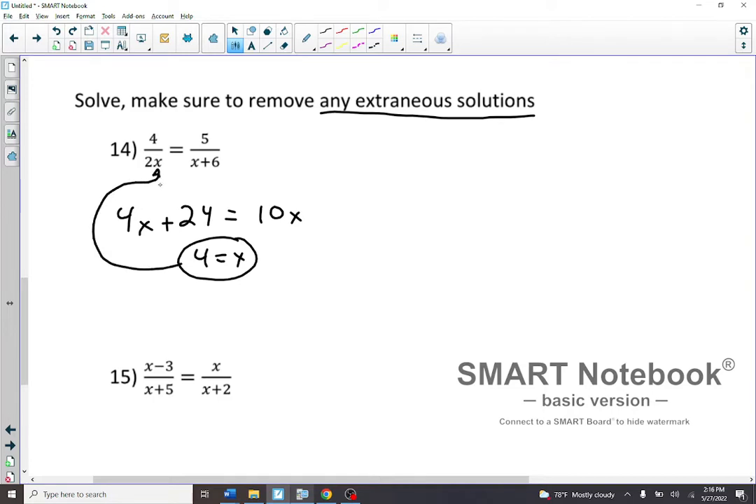Now, what do I mean by extraneous solution? You always just plug it into the bottom again. Does it cause a 0? This would cause an 8. This would cause a 10. So no zeros, no problem.